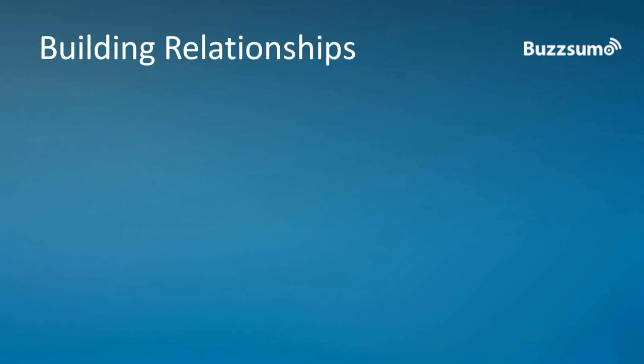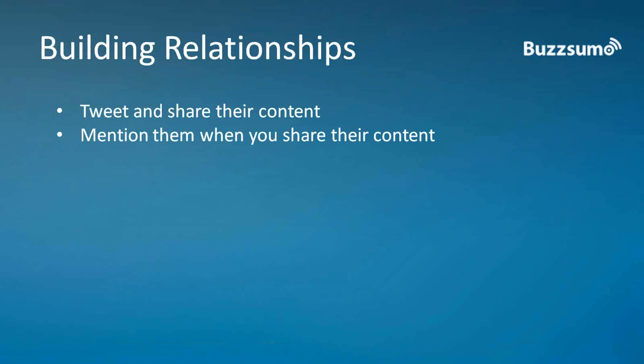The other thing is, once you then have all of these lists, how do you build the relationships with these individuals? And just some thoughts on what we do at BuzzSumo in terms of practice. Obviously initially we would follow them, we'd tweet and share their content, generally just being friendly and try to help promote the content of the influencers that we're reaching out to. We do mention them when we share content, so they know that we've mentioned them and they get a notification to that effect.